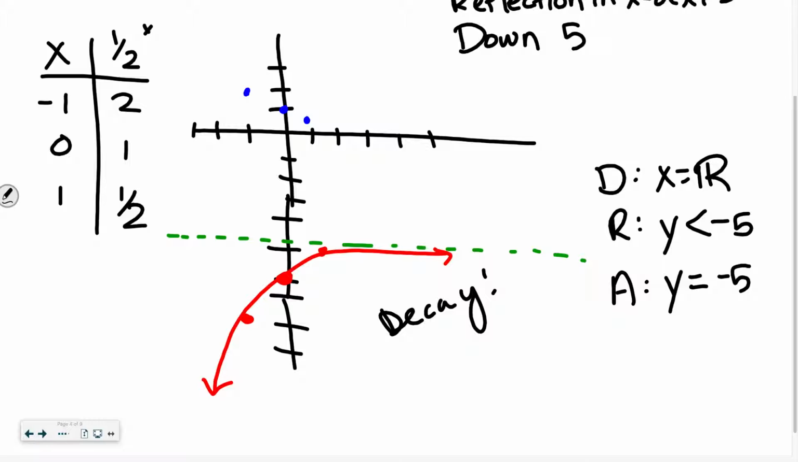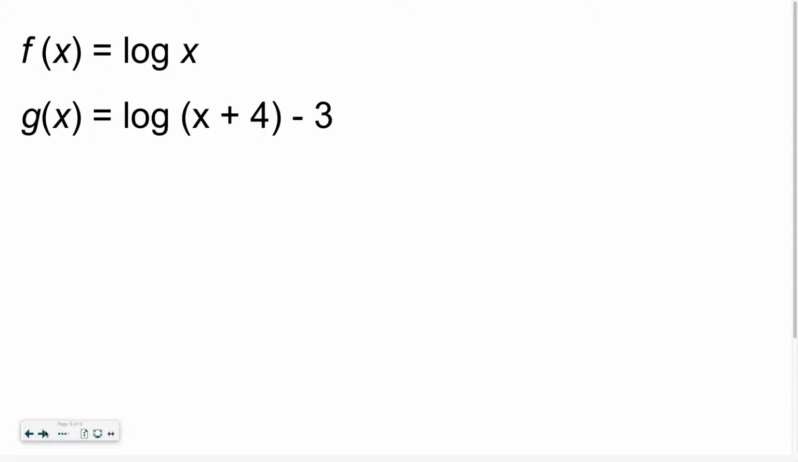Okay. Any other questions about that one? All right, let's do a log. Go ahead and jot this down. If you need to go to the restroom or anything, you are welcome. We're going to do log. Same idea, just a different shaped graph. So f of x is going to be log x, and g of x is log of (x plus 4) minus 3.